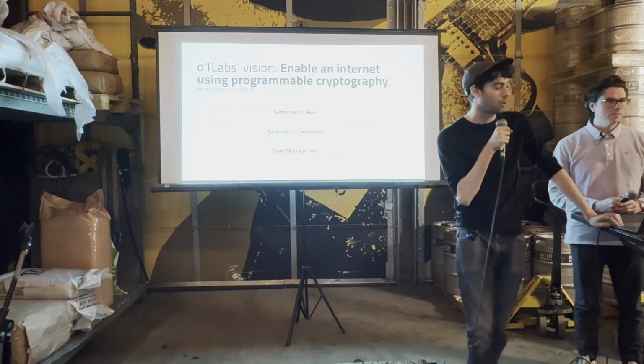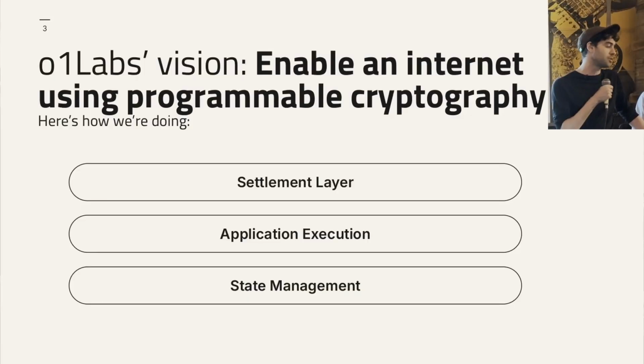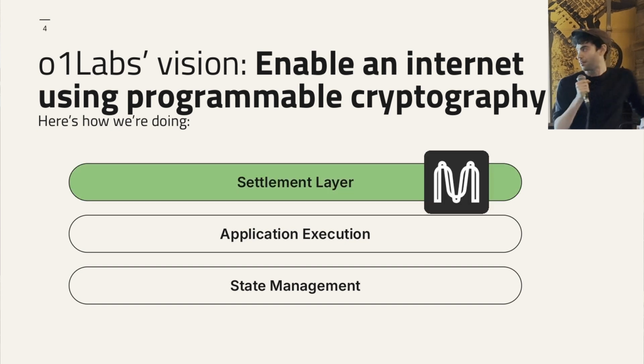So basically, what we're trying to do at o1Labs in general is to enable an internet that uses programmable cryptography to allow developers to build more powerful applications. The way that we think about this is we can break this down into 3 different slices. If we think about each one, Mina right now does a really good job at the settlement layer. It can take proofs and recursively combine them down. You can compose and build on them and do interesting things to build with Mina in this way. And there's a bunch of applications that are doing so.